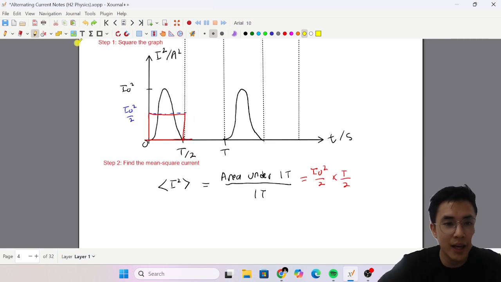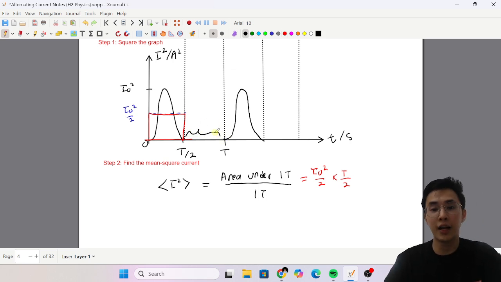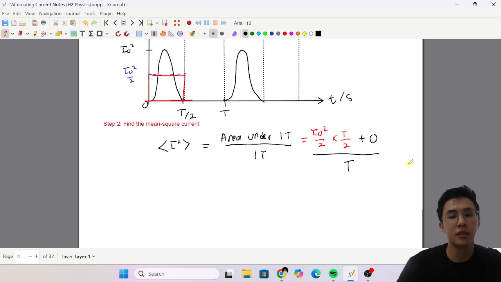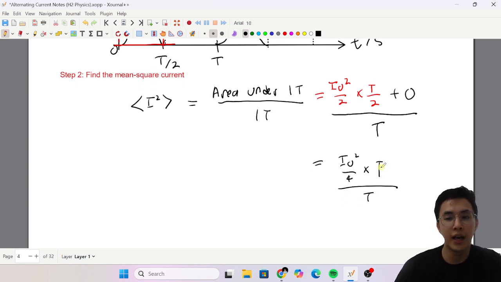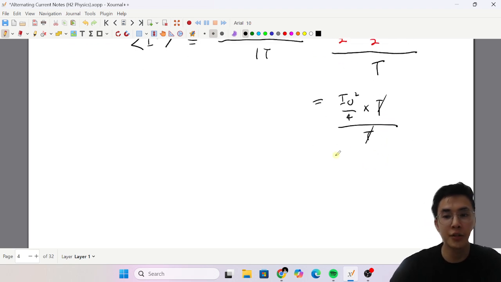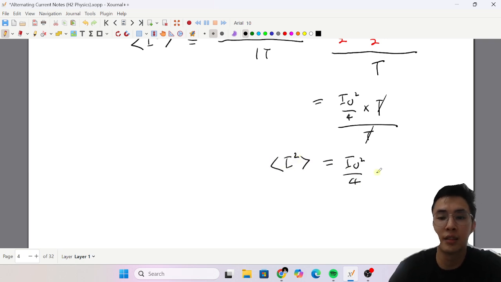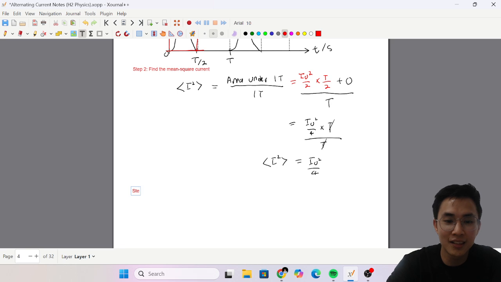Next, what's the area under the next half of a period? What's the area under here? The answer is 0, because there's no current there at all. So I can just add 0. The next half of the period has nothing really. Then I just divide by 1 full period. So let's simplify this. You get I naught squared over 4 times T over T, and check it out, the T's will cancel again. And so you end up with I naught squared over 4. And this is the mean square current. So step 2 is done. Congrats. The last step is the easiest. Step 3.